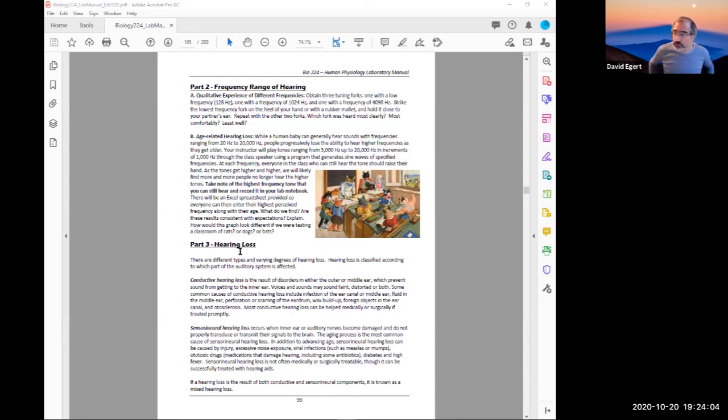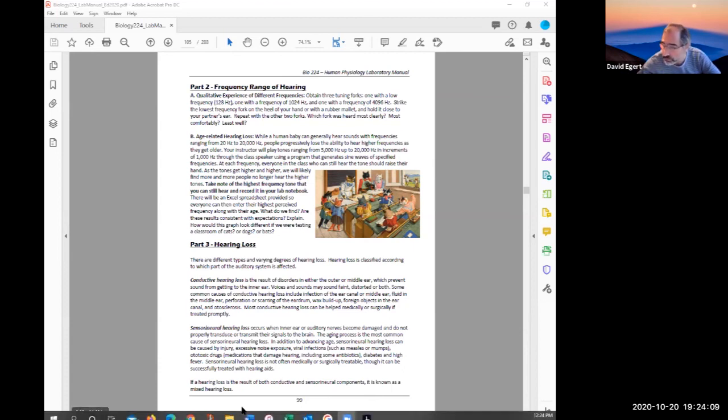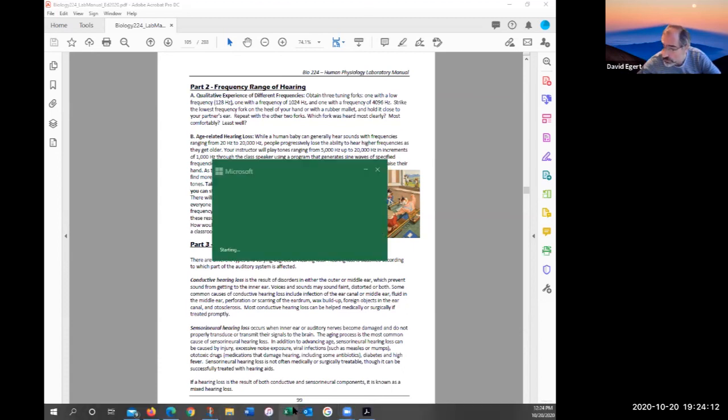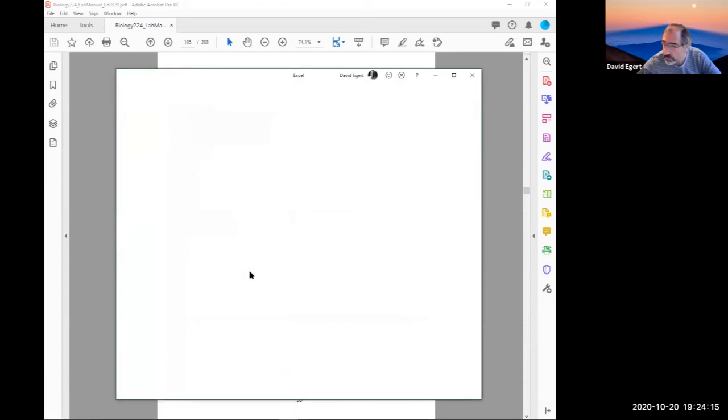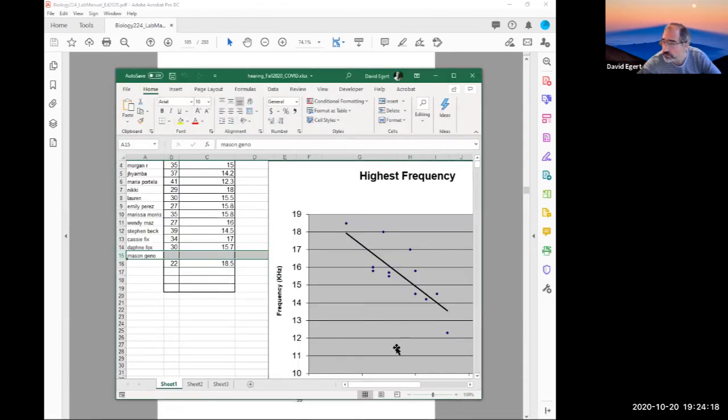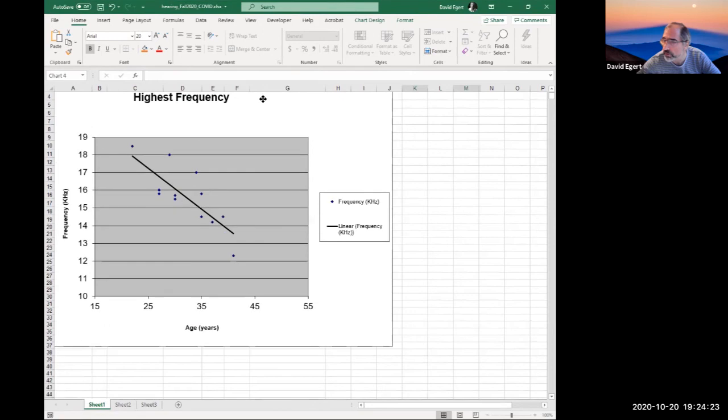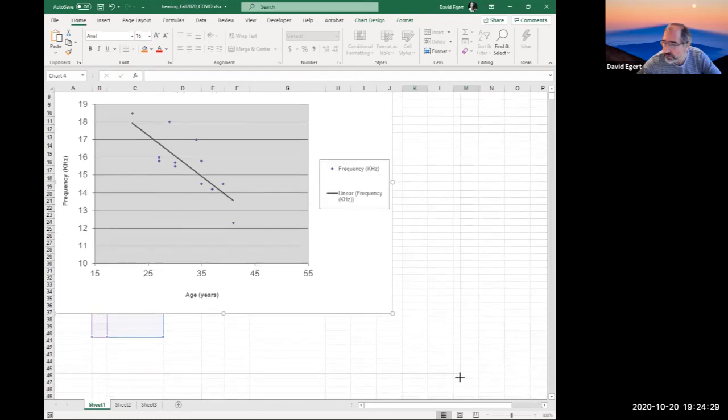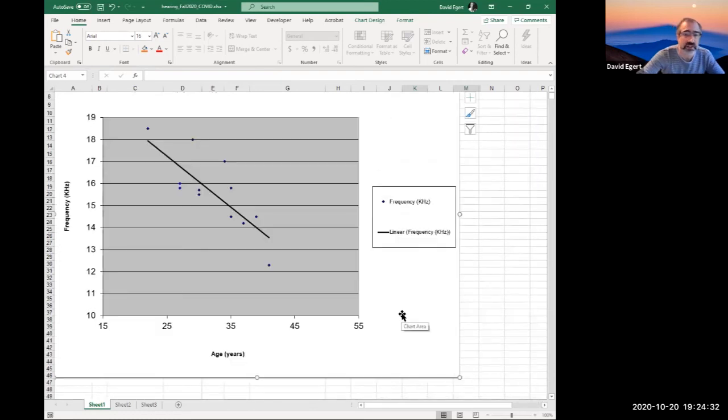Frequency range of hearing. Well, I can't show here. We did not get everybody, but I got at least some people. Because not enough people actually put this in, I did not post it and I just let people use the data from the last class. But this is our class. This is the data people were emailing me.